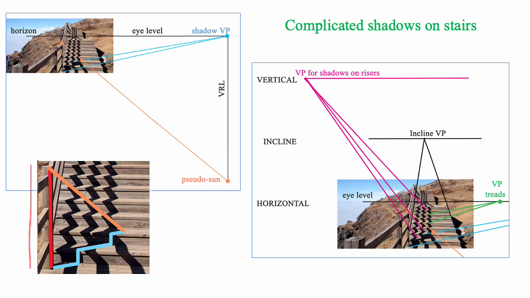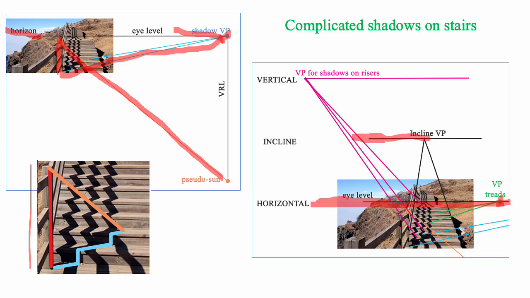For this vertical pole, we can see it right here on this picture. So light rays go from the top of it to the pseudo-sun, and shadow lines go from the bottom of it to the shadow vanishing point, which is on eye level, which is the same as the horizon. So eye level is for all vanishing points on horizontal surfaces, like the vanishing point on treads and for the shadow vanishing point. This level is for inclined vanishing points. And this line up here is for vanishing points on vertical surfaces like risers.